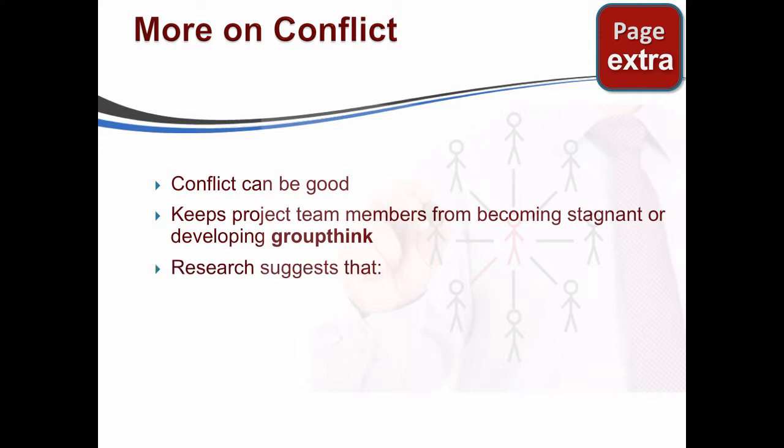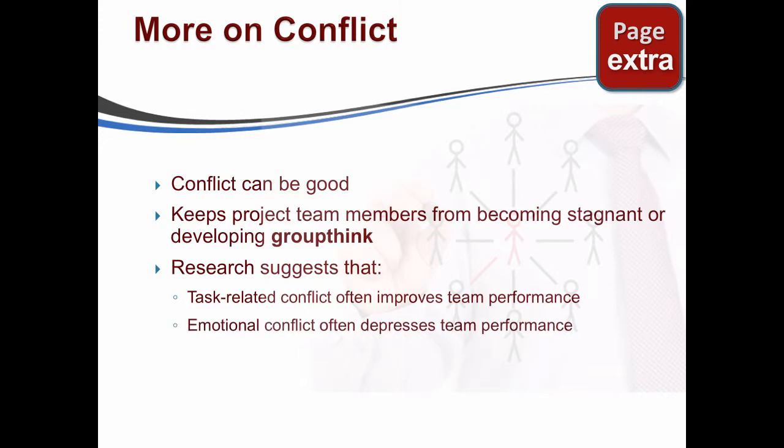And research suggests that first of all, task-related conflict often improves team performance. Task-related conflict does, not necessarily personal. And emotional conflict often depresses the team performance.